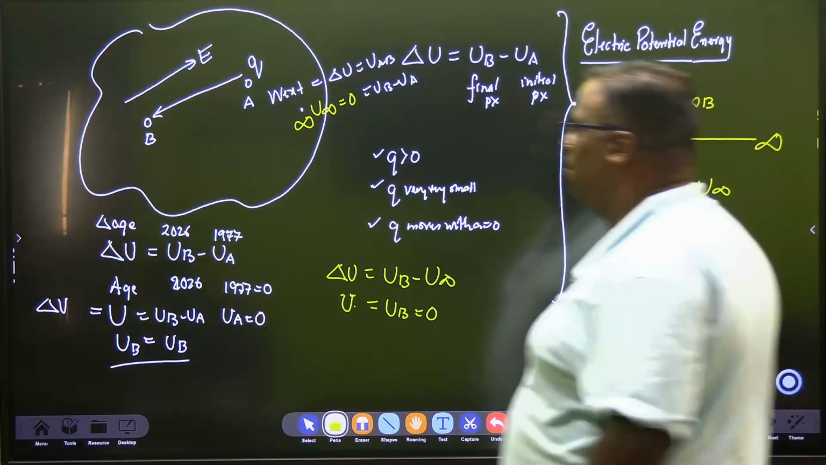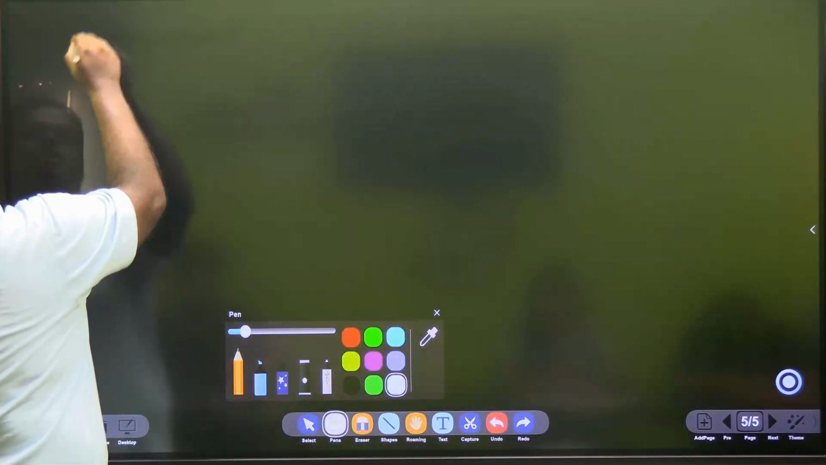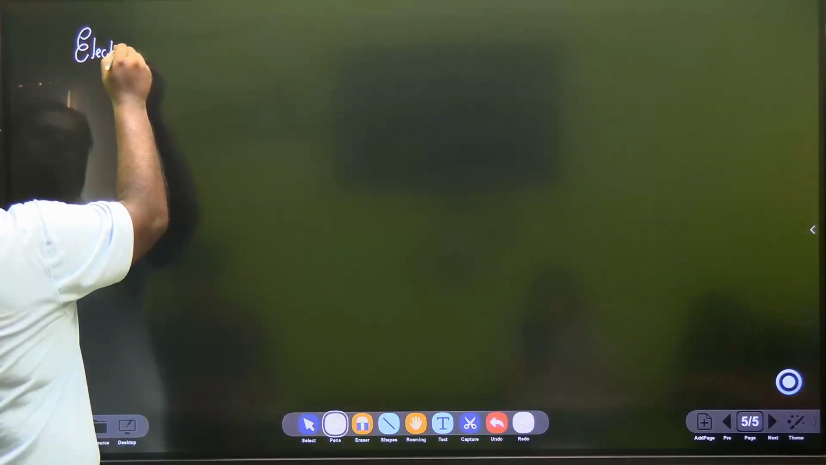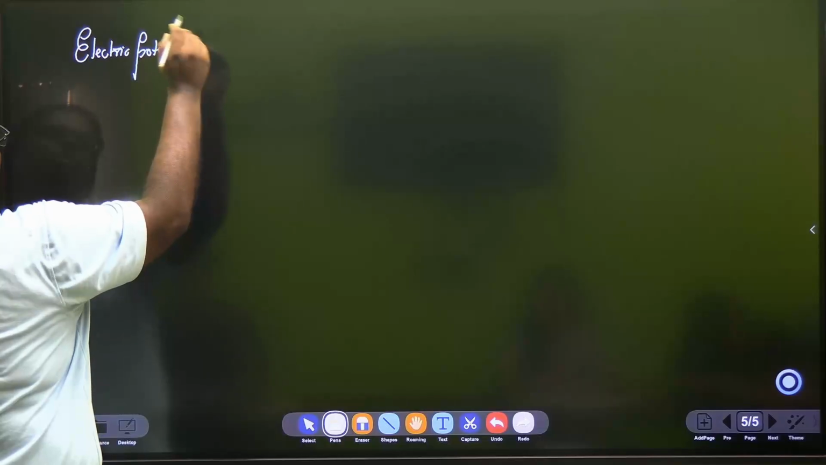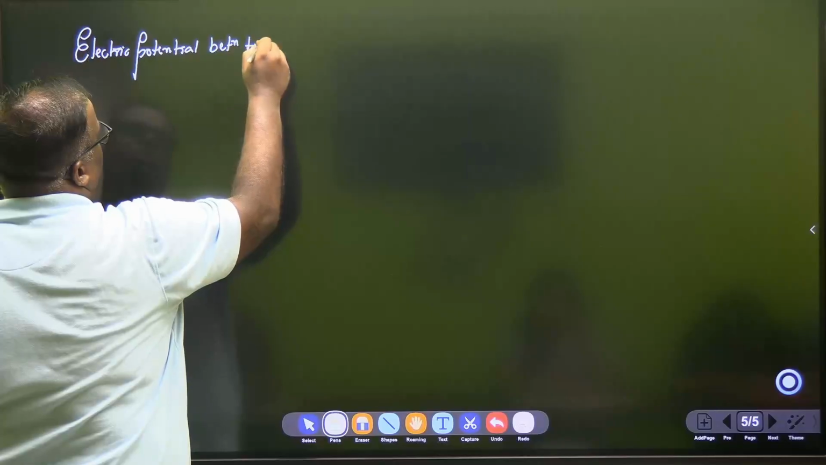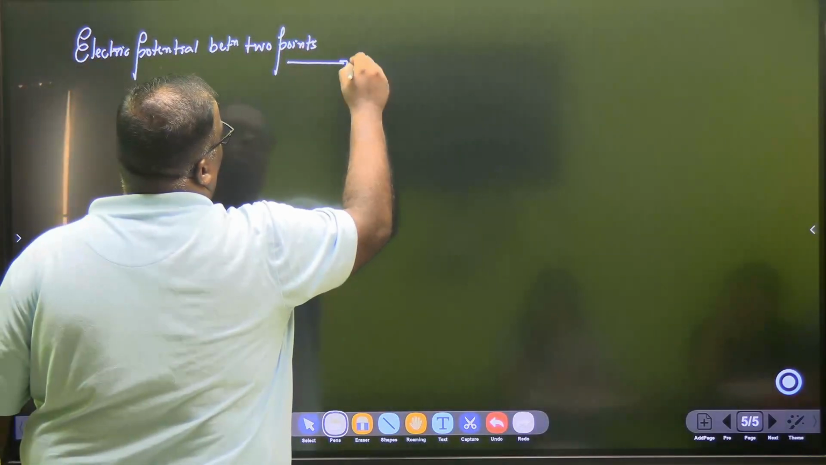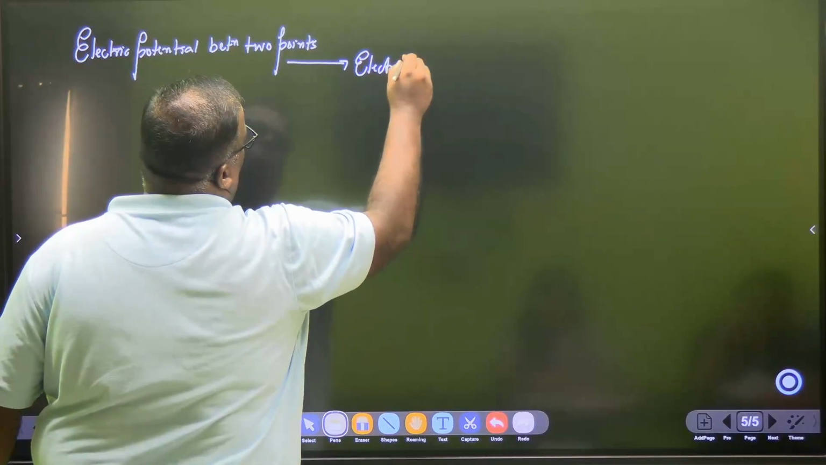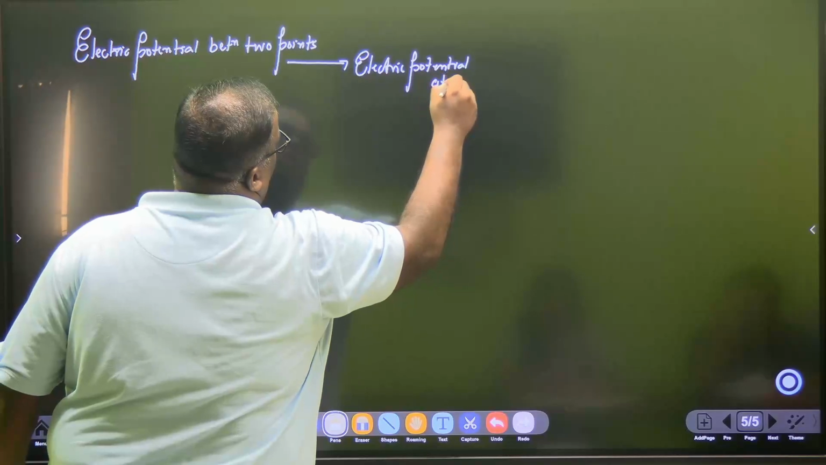Our next point would be to understand a concept which is known as the electric potential between 2 points, and thereafter we will try to find out what is the electric potential at a point.